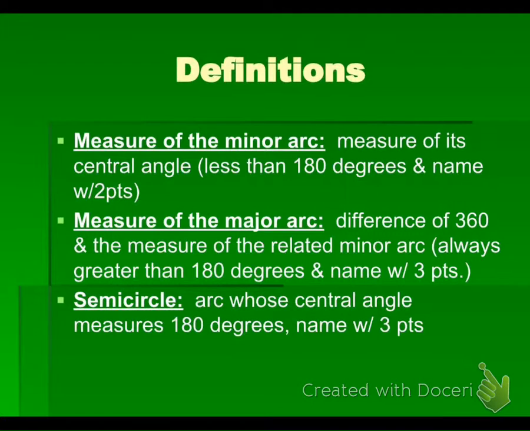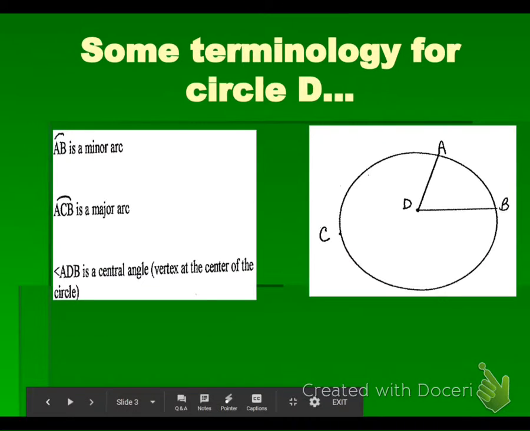And then we have a semicircle. You have probably seen semicircles before. It's half of a circle, and that's going to have that measure of 180 degrees, and again, we name that with 3 points. When you're here, you see that AB is your minor arc. It is the one less than 180. And your central angle is the one with the vertex at the center of our circle, and so that one would be ADB. You have your major arc, which is going to be starting here, ACB, and you label it with the one in the middle of that.